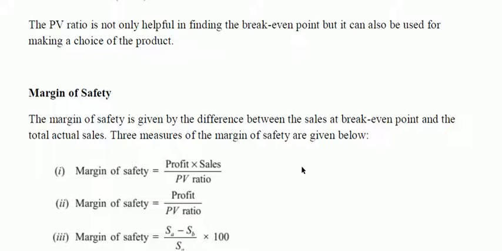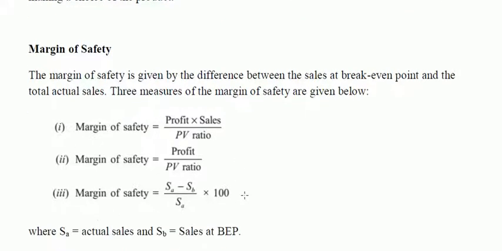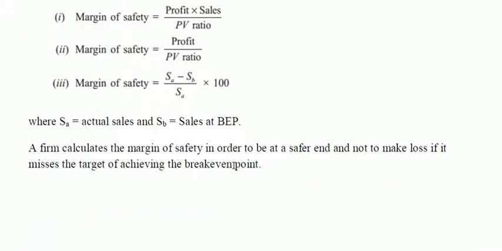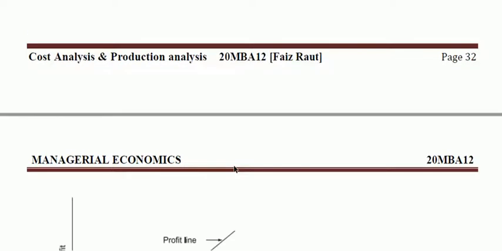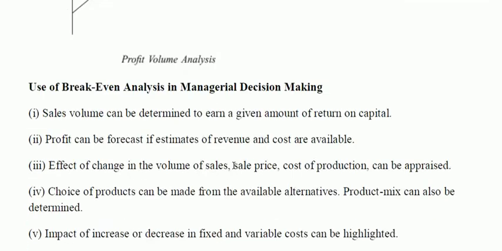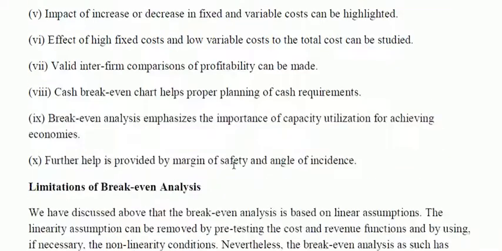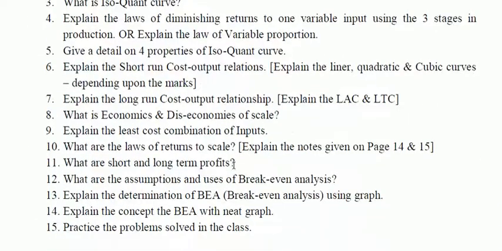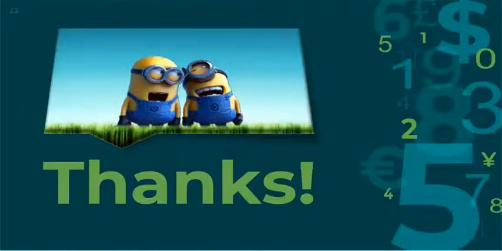There are many formulas to calculate margin of safety, in terms of amount and in terms of quantity, where SA is my actual sales and SB is my sales at break even: (SA minus SB) divided by actual sales into 100, this is my margin of safety, or this formula, or this formula. You can go through the profit volume analysis and the limitations, and some important questions which I found from many previous questions.